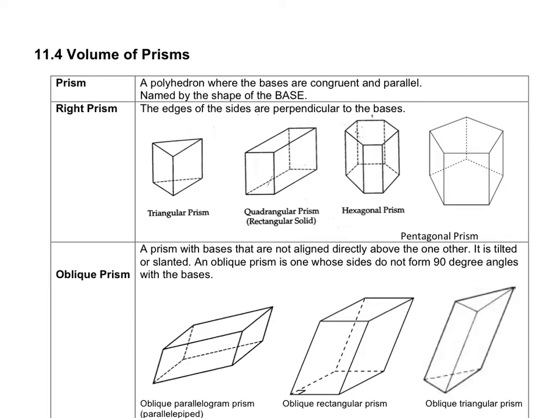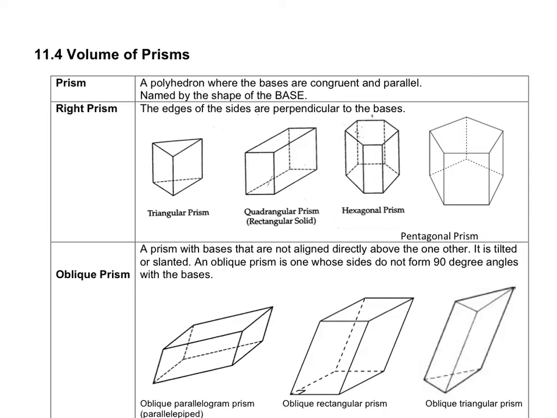So, volume of prisms. A prism is defined as a polyhedron where the bases are congruent and parallel. Note, we're going to be naming these shapes by their base. So for instance, we could have a rectangular prism, a spherical prism, a conical prism. And each way we approach each figure is going to be completely different.